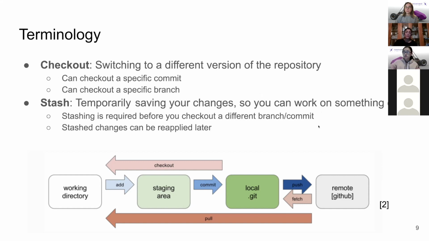And then there is checking out. Checking out is just changing what you're working on at the moment. It's switching to a different version of your repository from your local repository. So you can check out a specific branch, but you can also check out specific commits that you've recorded before.